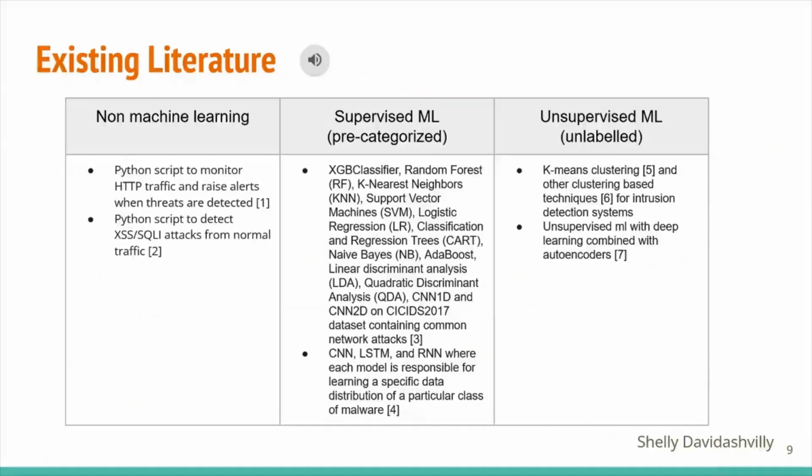The existing literature shows a variety of non-machine learning based methods and also machine learning based methods. The non-machine learning based methods commonly use something like a Python script to monitor the traffic and then detect if there was an attack or if it was just malicious traffic. In terms of supervised machine learning, there's papers that implement traditional machine learning techniques such as random forest, k-nearest neighbors, support vector machines, and then deep learning models are also commonly used, such as reference 4 that tried CNN and LSTMs. And then for unsupervised machine learning, clustering-based techniques are commonly used, sometimes combined with other techniques like autoencoders.